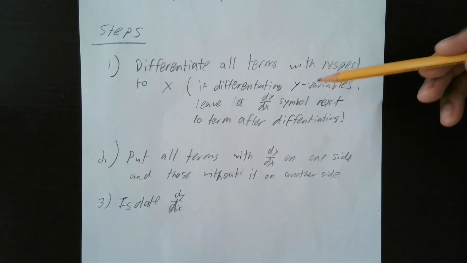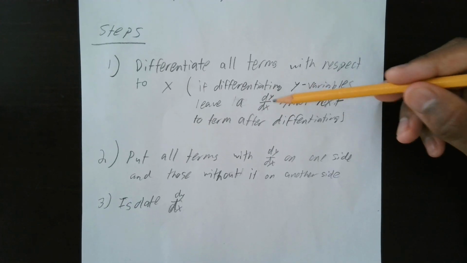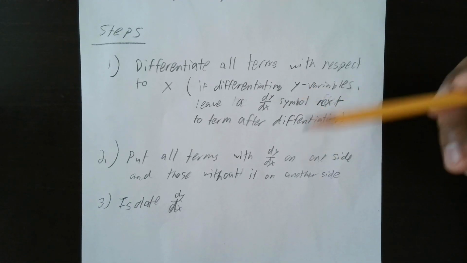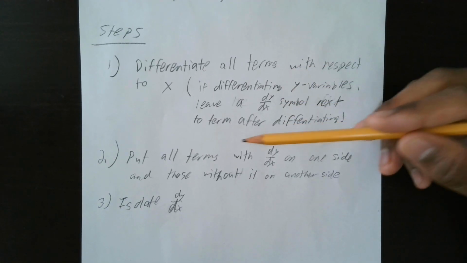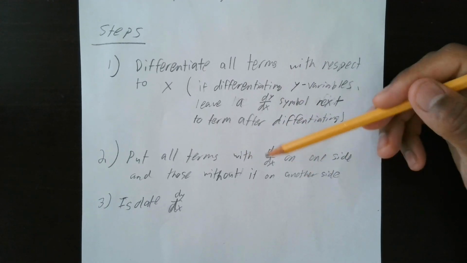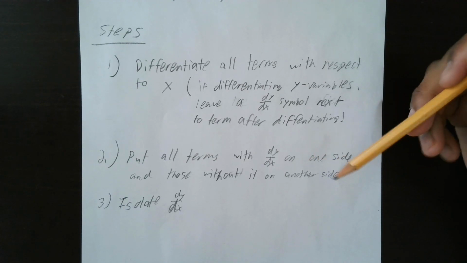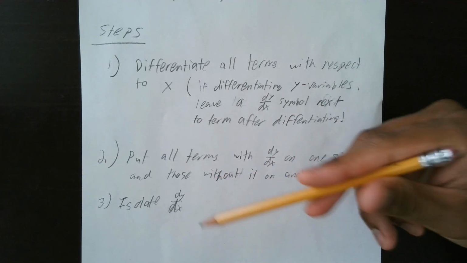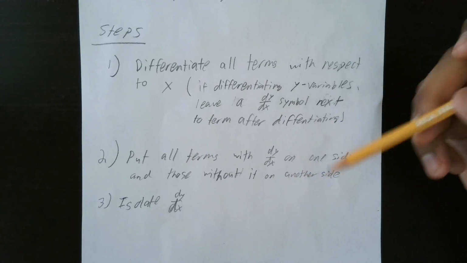Also, if you're differentiating x variables, then you're not going to have this dy over dx symbol next to it after differentiating. I'll make this all clear with the example. Step 2: put all terms with dy over dx on one side and those without it on the other side. Then step 3 will be to isolate dy over dx, and that'll give you your final answer.